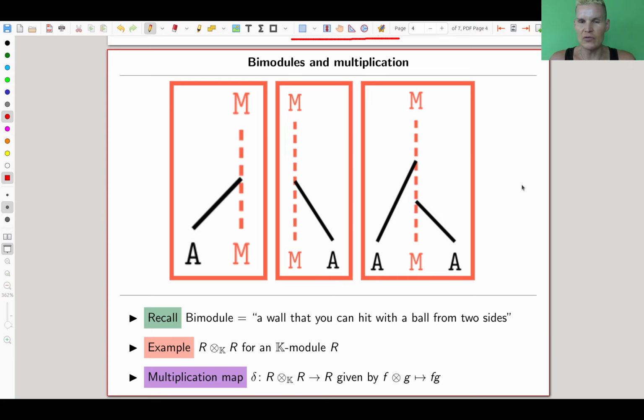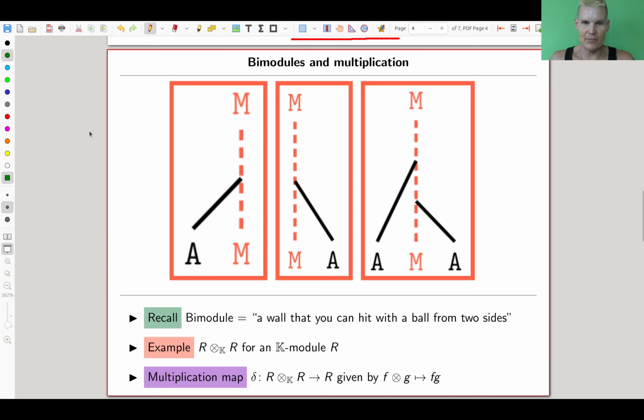So a bimodule. I think of a module as follows. If you never thought about a module, I think of a module as a wall. Here my module is M, and the acting ring, the acting algebra, is A. And you can throw a ball at the wall. Some elements might go through the wall because it's kind of dashed. But essentially it's just a wall, and you can throw a ball at it from left or right. Left module, right module. And a bimodule is something where you can throw a ball at it from both sides. We have an action from both sides.